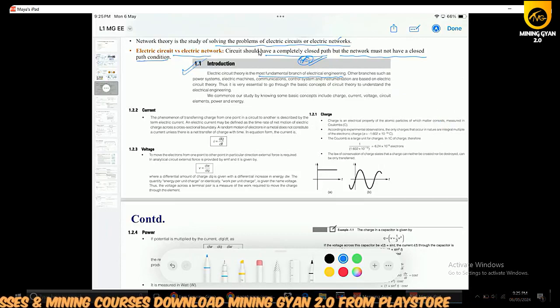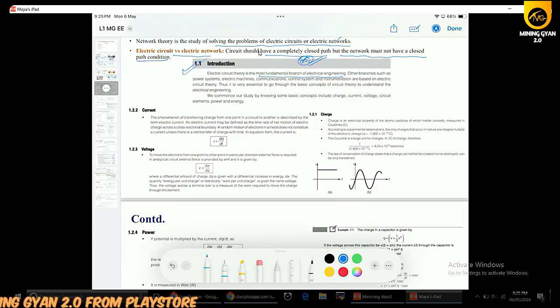As you already know, an electron will flow through the complete circuit, and only then will there be the possibility of any current flowing through the circuit. So what is a charge? Charge is an electrical property of the atomic particles of which matter consists, and charge is measured in coulombs, represented by C.